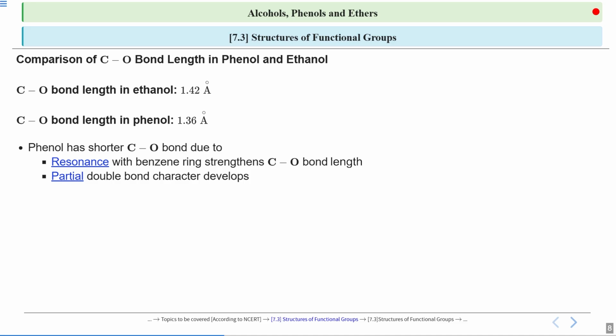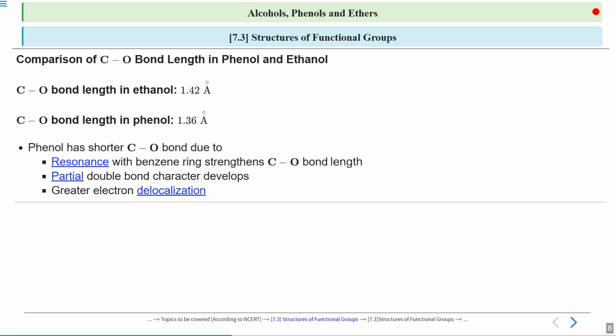Also, a partial double bond character develops in the CO bond. Because the benzene ring undergoes resonance, there comes a partial double bond character between the C and O bond. So this resonance strengthens the CO bond. Resonance shown by the benzene ring strengthens the CO bond by developing a partial double bond character. And there is also a third factor, greater electron delocalization.